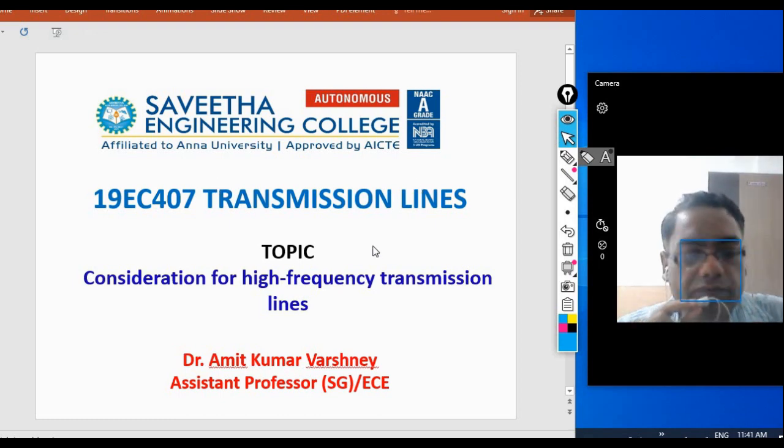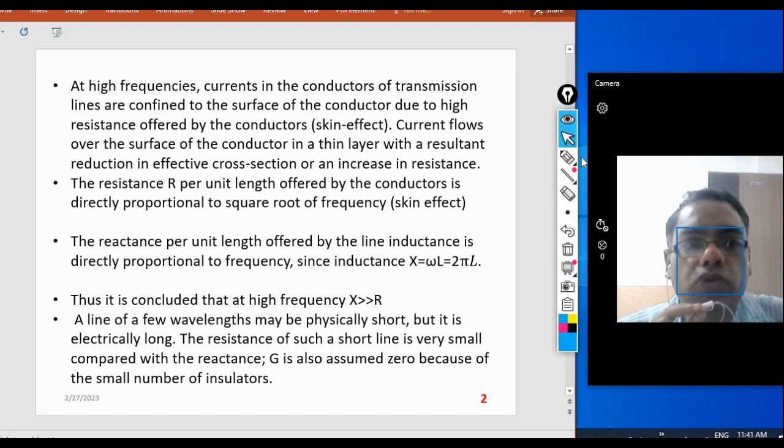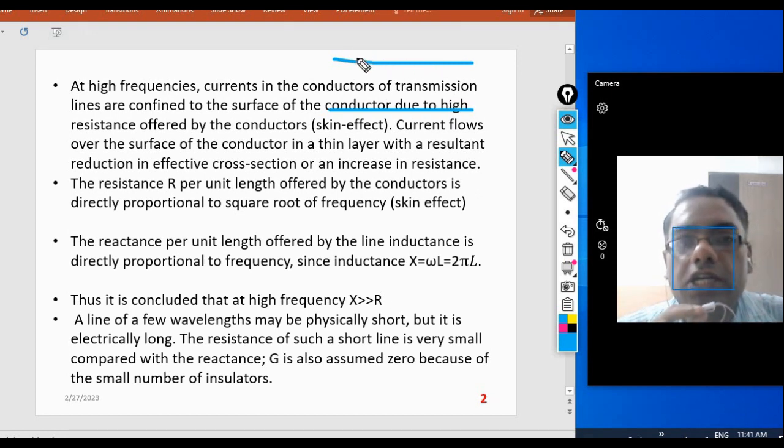Now we know very well that a transmission line consists of conductors separated by a dielectric. So a minimum of two conductors are required, separated by a dielectric in between, and these conductors have losses which are taken care of by R, the resistance per unit length, and G, the shunt conductance per unit length. The resistance R is due to the resistance offered by the conductors.